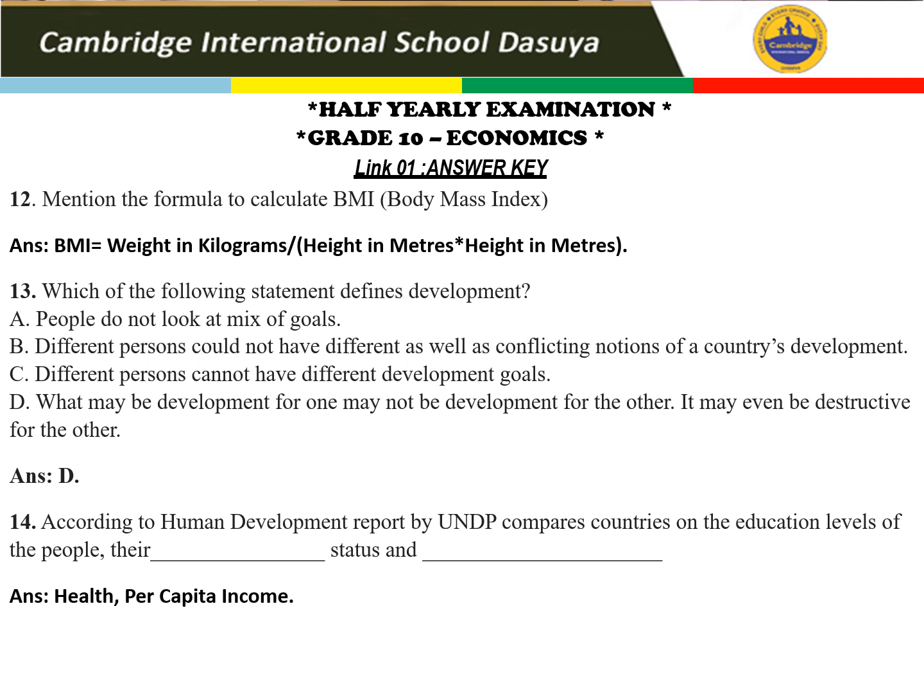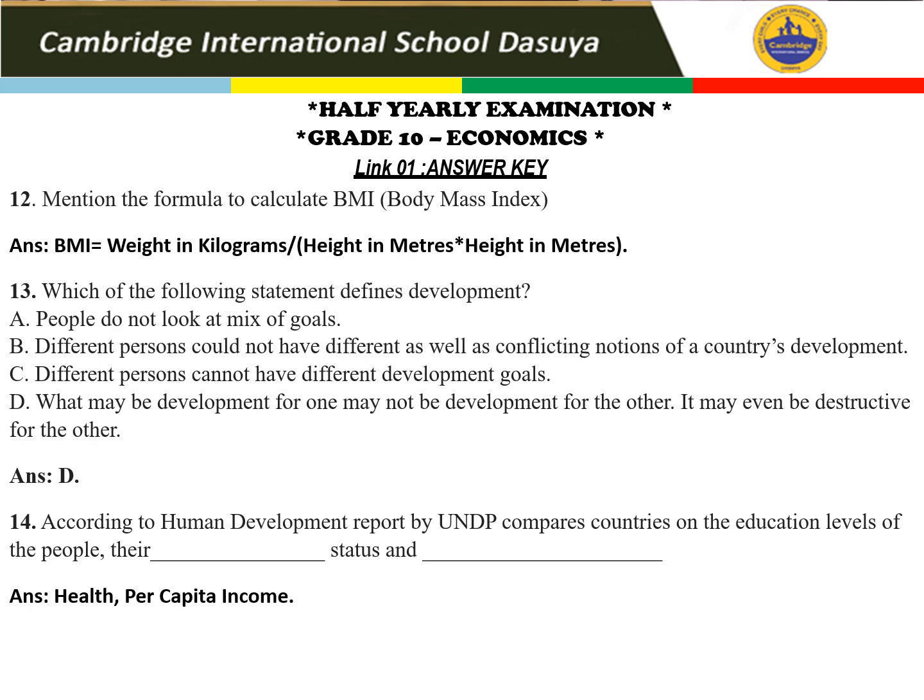Fine. So the next question is: which of the following statements defines development. The other three statements are wrong. People do not look at a mix of goals. Everybody is not looking for these things as development. So the last option is the correct one according to development. If you read the chapter in a proper way, you will understand this is the correct answer. Next is: according to the Human Development Report, UNDP compares, this we already revised, and the answer is health status, that is the blank, and second is per capita income. So that is your answer.